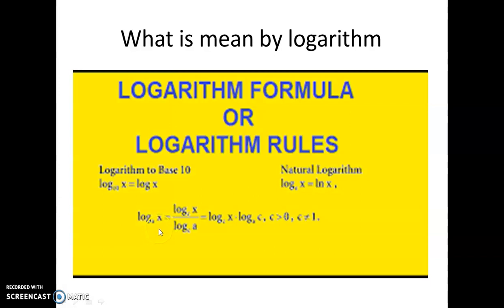That is, log x to the base a is equal to log x to the base e upon log a to the base e. Or we can convert into base 10 also. Log x to the base a is equal to log x to the base 10 upon log a to the base 10.